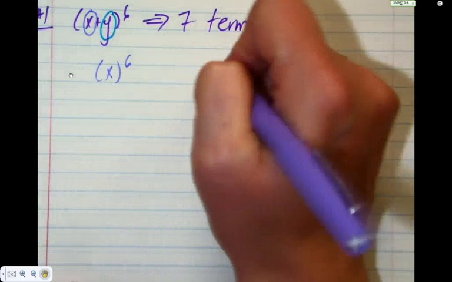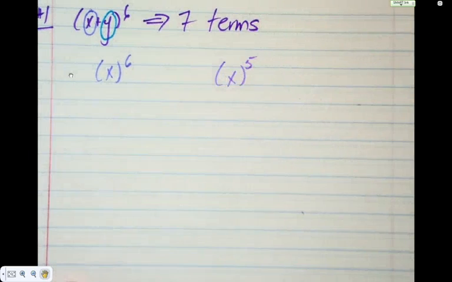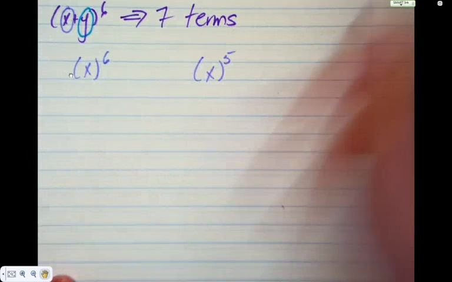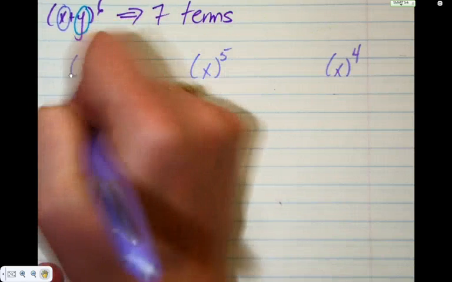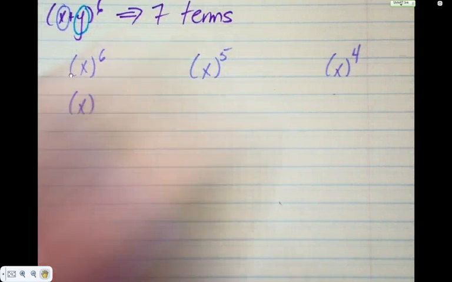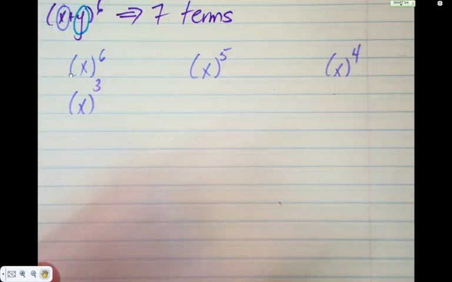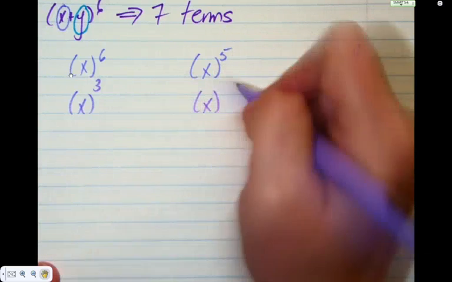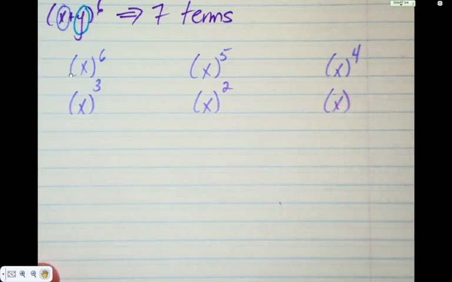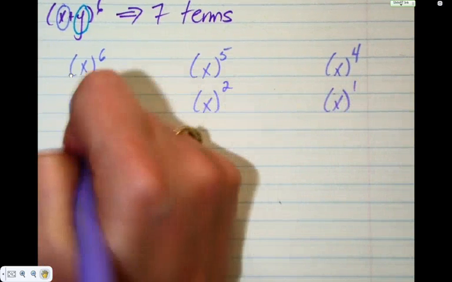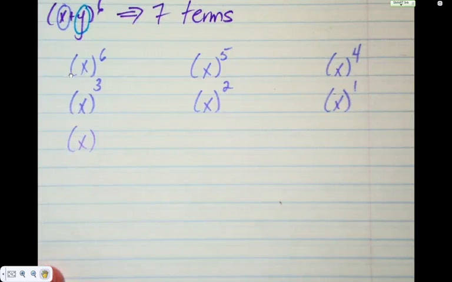And then I want to leave lots of space, and I'm going to put an x to the 5. And the third term has to have an x to the 4. And the fourth term has to have an x to the. And the fifth term has to have an x to the. And the second last term has to have an x to the. And the very last term, which is the 7th, has to have an x to the 0. And I'll simplify all those in a second. I'm just setting it up right now. And again, this just comes from looking at the patterns.